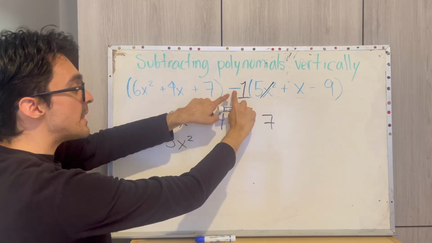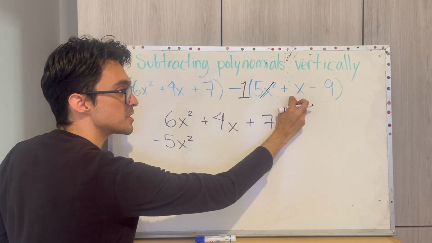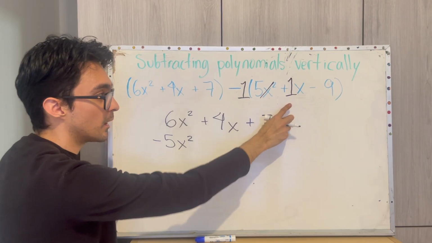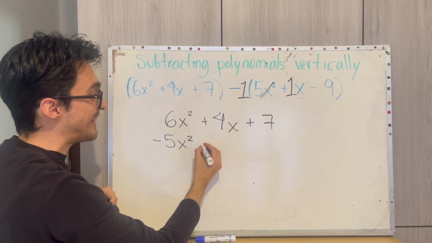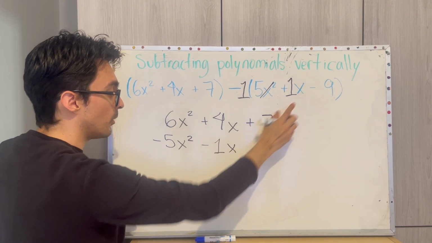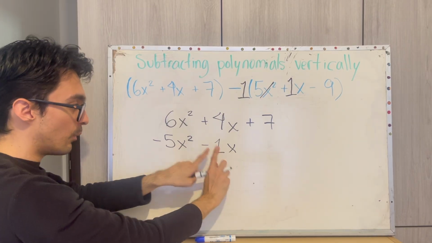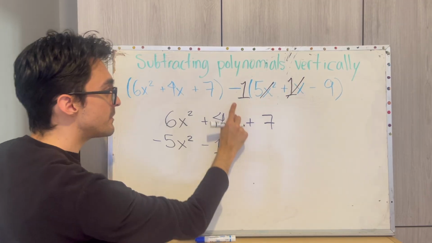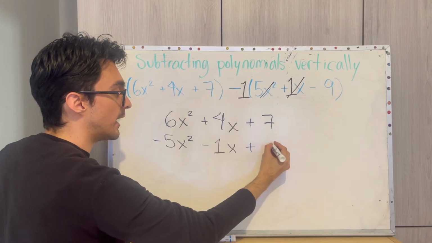The next one. Negative 1 times here. Remember that when you have a coefficient that is not written, you can imagine that there's an imaginary number 1 right there. Negative 1 times positive 1 will result in negative 1. And I keep the variable. I know that this number 1 is not strictly necessary, however, I will put it there to work with it in a moment. Then finally, negative 1 times a negative 9 will result in positive 9.